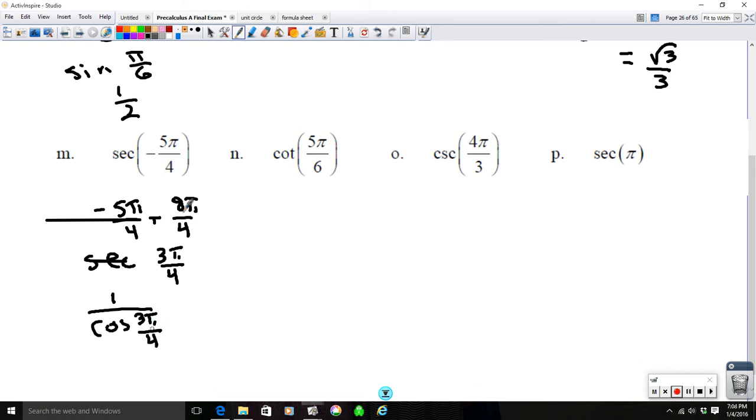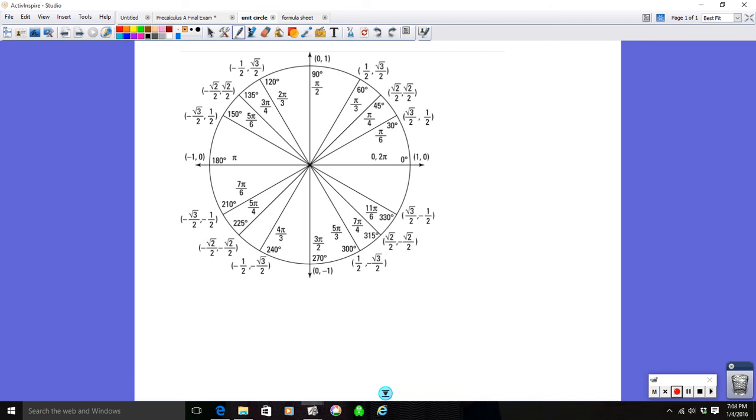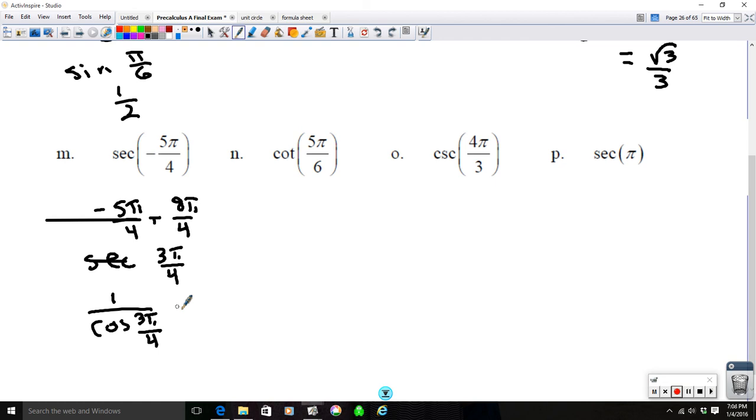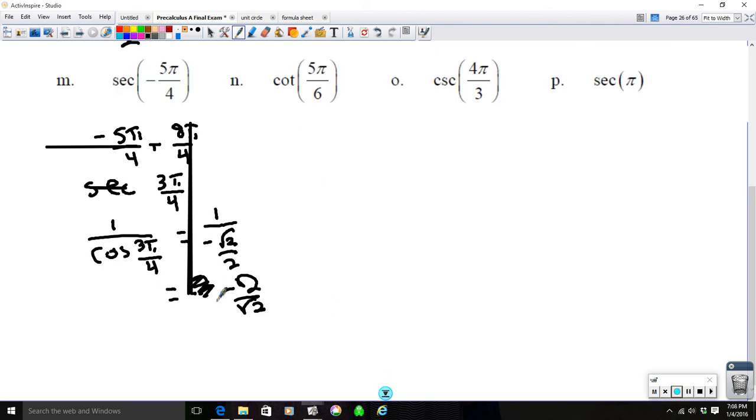So when you look up 3 pi over 4 in the unit circle, and you find cosine for 3 pi over 4, it's negative root 2 over 2. So this is really 1 over negative root 2 over 2. And when you do the reciprocal of that, that's negative 2 over root 2, which needs to be simplified. So you multiply by root 2 over root 2, and we get negative 2 root 2 over 2, which simplifies to give you negative root 2.